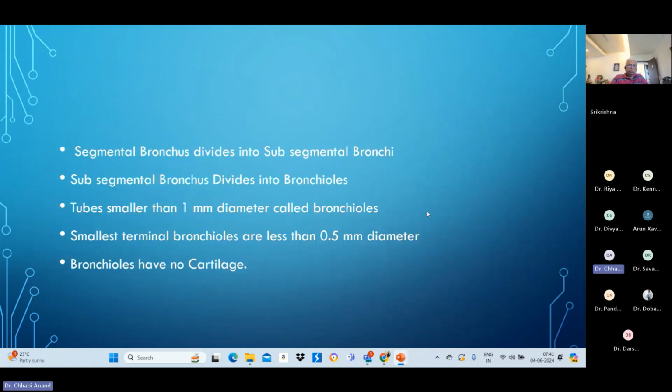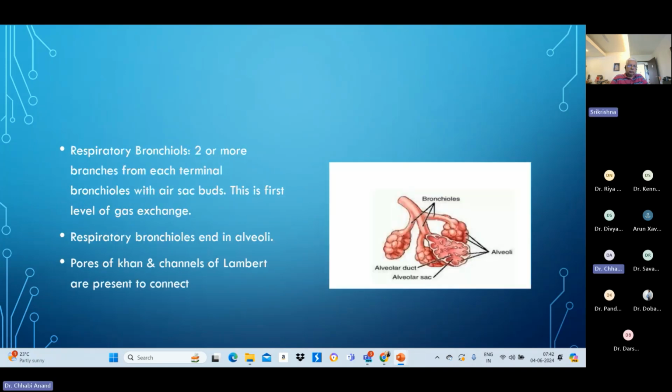A segmental bronchus divides into subsegmental bronchi, and then into bronchioles. Tubes smaller than 1 millimeter in diameter are called bronchioles. The smallest, terminal bronchioles, are less than 0.5 millimeter in diameter, and bronchioles have no cartilage. Respiratory bronchioles have two or more branches from each terminal bronchiole with air sac buds. This is the first level of gas exchange. Respiratory bronchioles end in alveoli. Pores of Kohn and channels of Lambert are present to connect them.